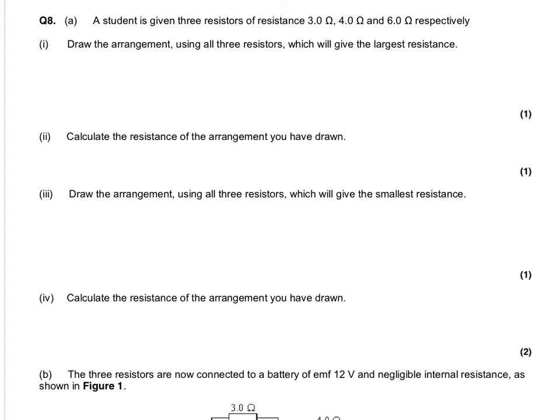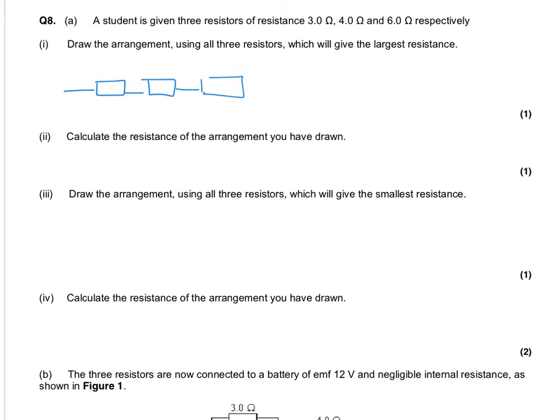Alright, so this is the fourth and final video for the Year 12 mock exam. This is a more theoretical look at some circuitry. We've got three resistors, 3, 4 and 6 ohms, and the first question asks you to draw the arrangement that gives the largest resistance. The largest resistance is going to be the three of them in series, so hopefully nice and easy.